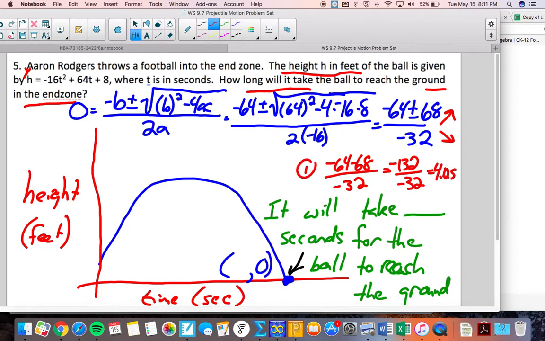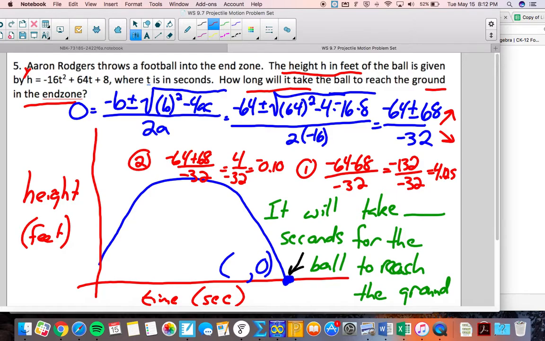And so that's one answer. The second answer we would get by adding it. So when I take negative 64 plus 68 divided by negative 32, I get 4 divided by negative 32, which is, we're going to kind of make this up, but I think it's about that.